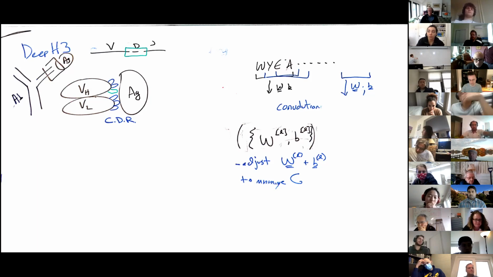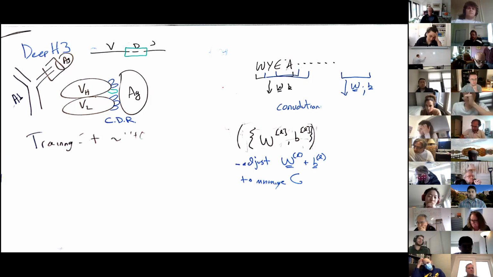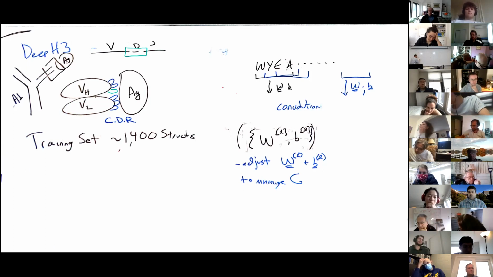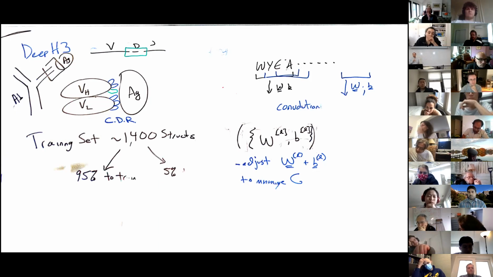All right, so we had a training set of about 1,400 structures. That came from the SAbDab database, which is done by Charlotte Deane's lab. What you do with that set is we divide it. We use 95% to train our network and to teach it those parameters. And then we use 5% to test. That's a little lower than is usually done, but this is a small set. There just aren't that many structures of antibodies.